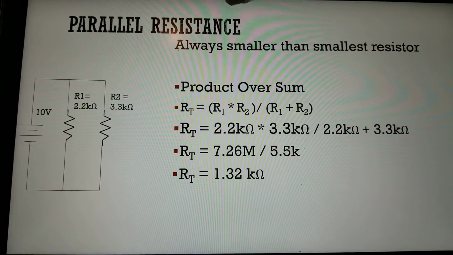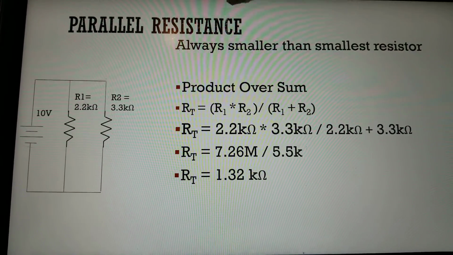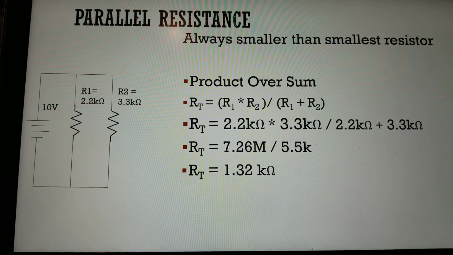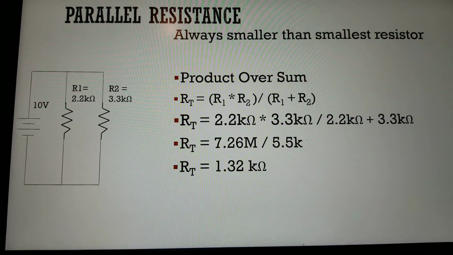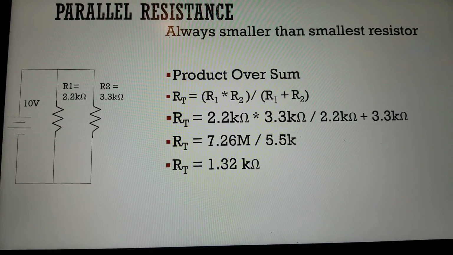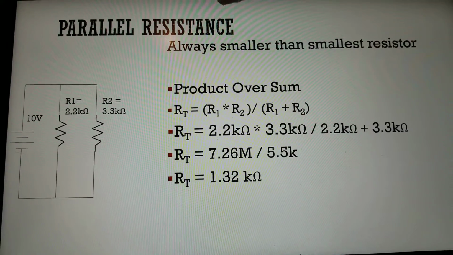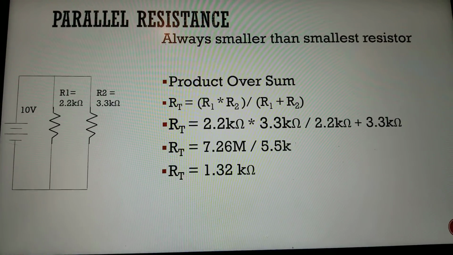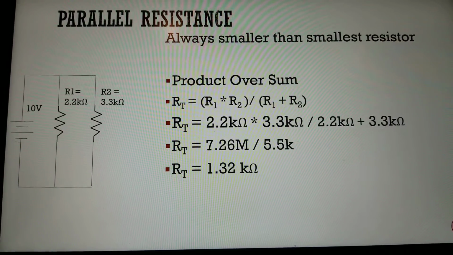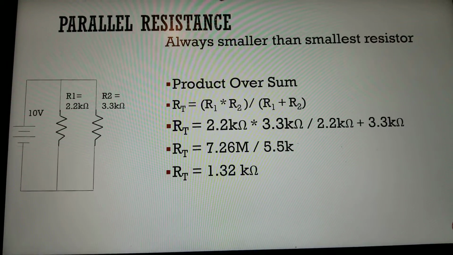The reciprocal formula will work with any number of resistors. This method, product over sum, will only work with 2 resistors. So we take the product of the 2 resistors divided by the sum of the 2 resistors, and we end up with the 1.32 kiloohms.